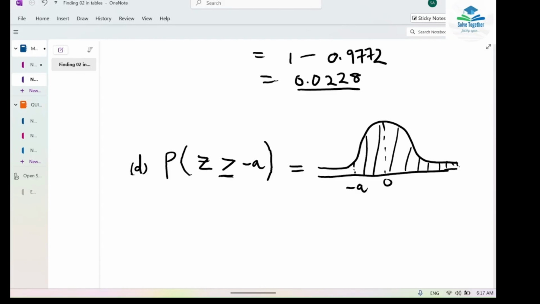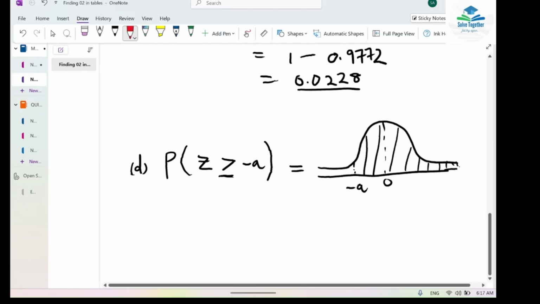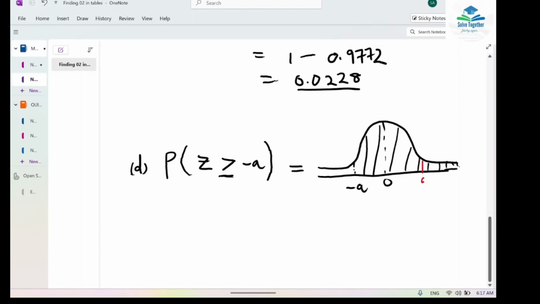But now, because we don't have a negative thing in phi, we'll transform this to positive. So this will become positive here, and this region will now be this red region. So it means the probability of Z being greater than minus A is phi A.